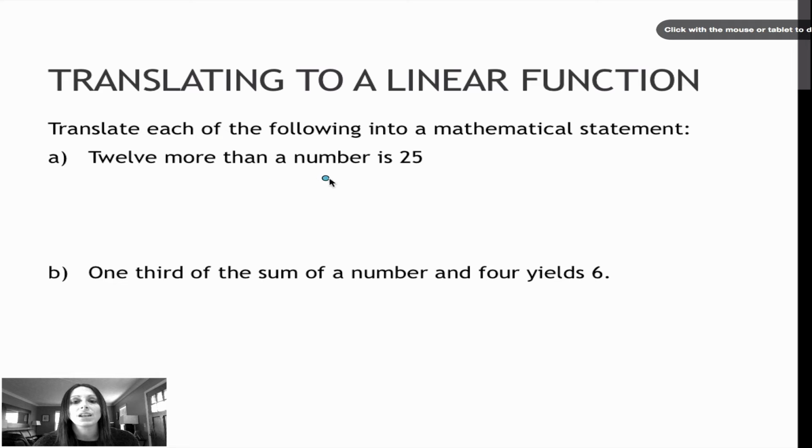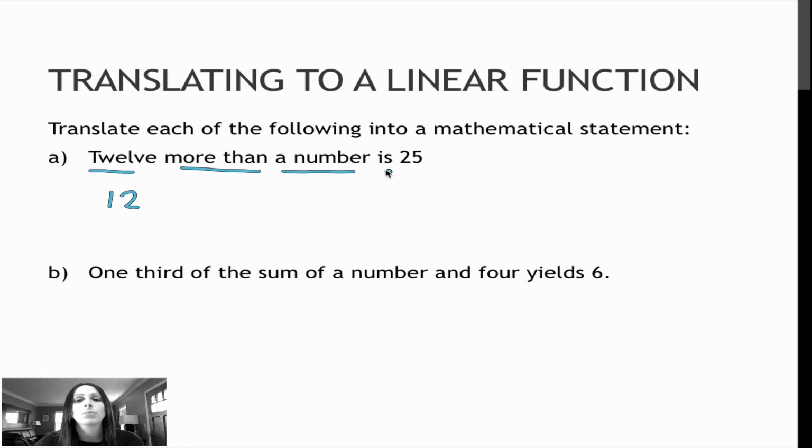12 more than a number is 25. So now I'm just going to be looking for those key words. So obviously 12 is going to mean the number 12, and then more than a number, and then is 25. So more than obviously is one of those that means plus. A number is what I'm trying to find, so x or n or m or whatever your favorite letter is. And then is means equals, and 25.